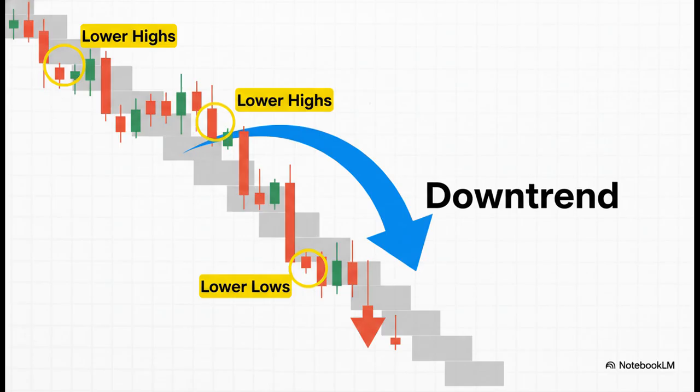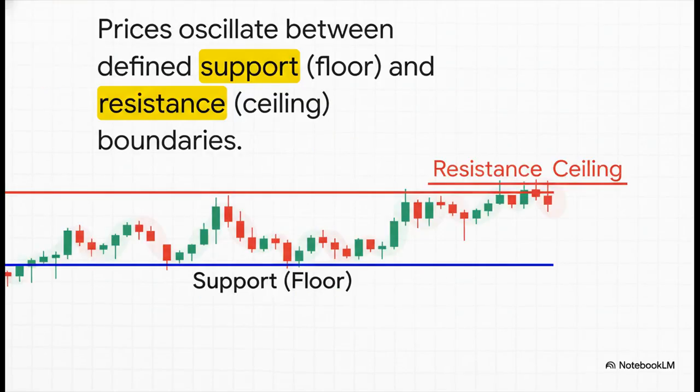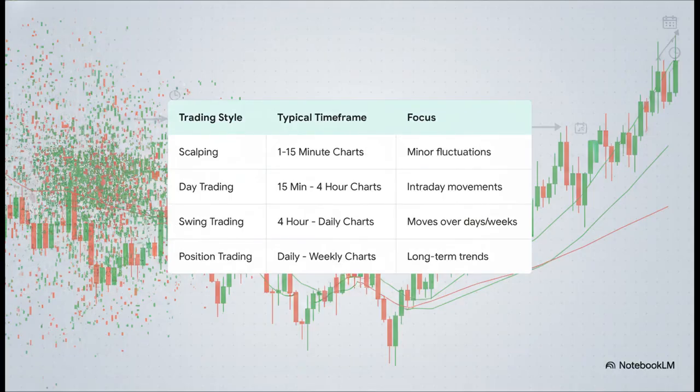And you can probably guess what the opposite looks like. Yep, a downtrend. It's just like a staircase going down. You'll see a series of peaks and valleys, but each one is lower than the last. This tells us that sellers have the upper hand, and they're pushing the price down. But here's the thing. Markets don't just go straight up or straight down. A lot of the time, they just move sideways. They kind of bounce between this invisible floor, which we call support, and an invisible ceiling, known as resistance. It's a period where buyers and sellers are basically in a stalemate, waiting to see who makes the next big move.